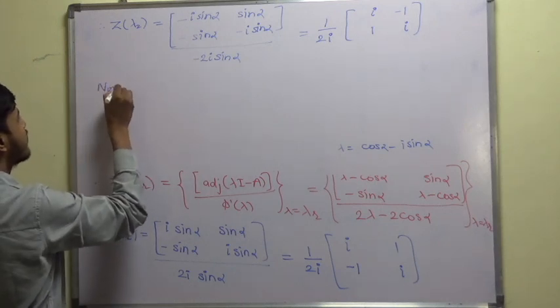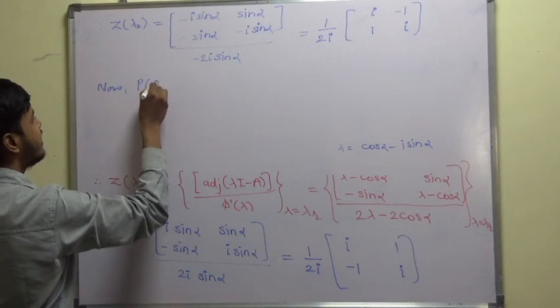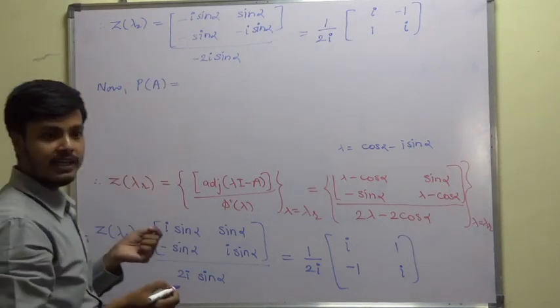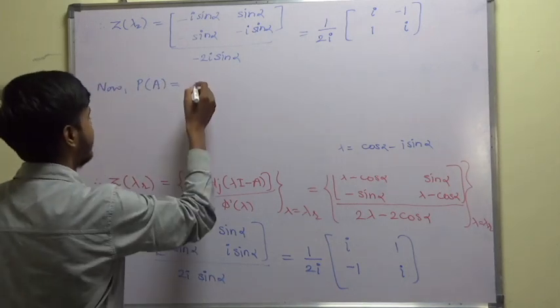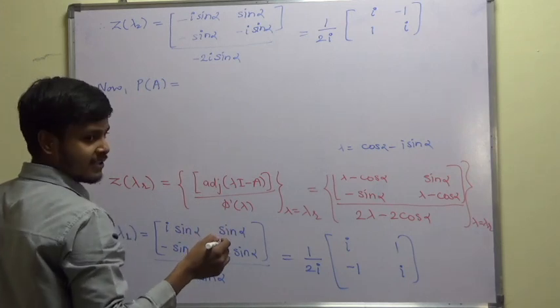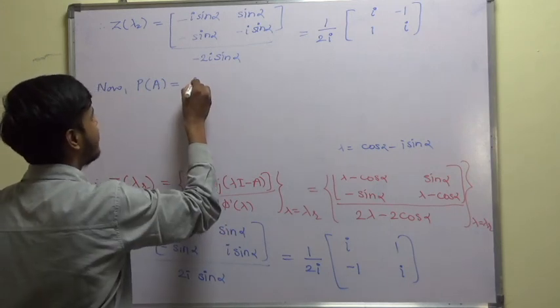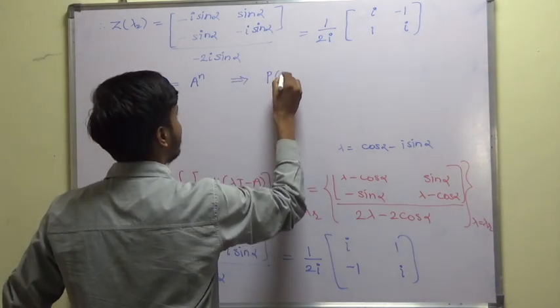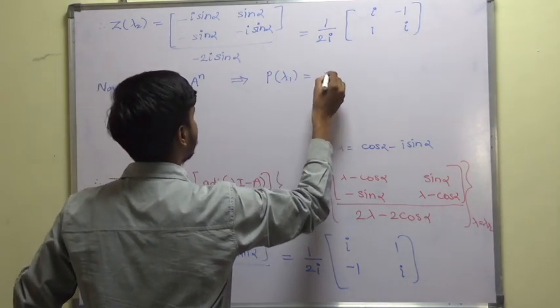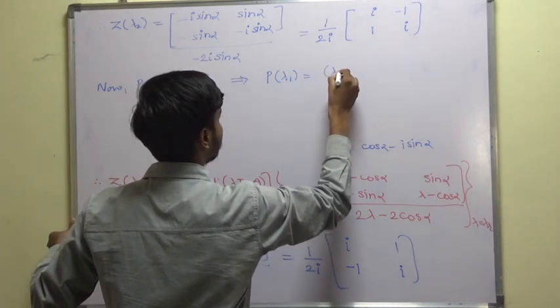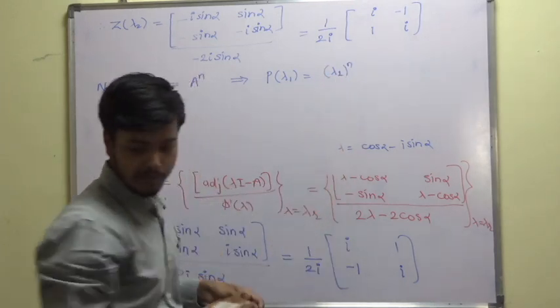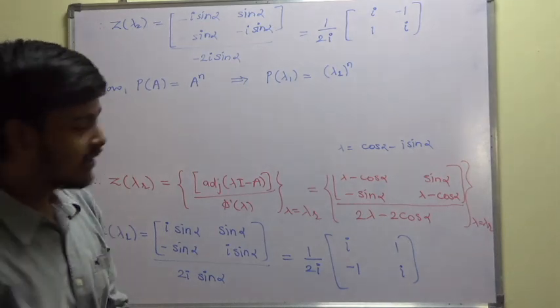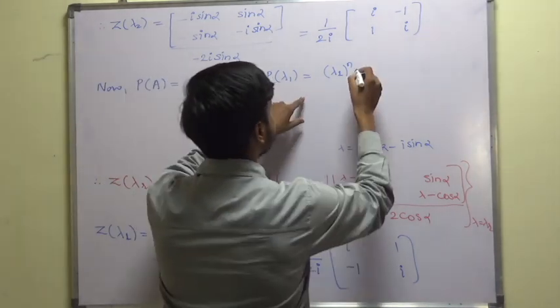Now P of A is equal to, what is P of A? What is the function? A to the power n. P of A is A to the power n. This implies P of lambda 1. So P of lambda 1 is lambda 1 to the power n. Okay, and what is this?